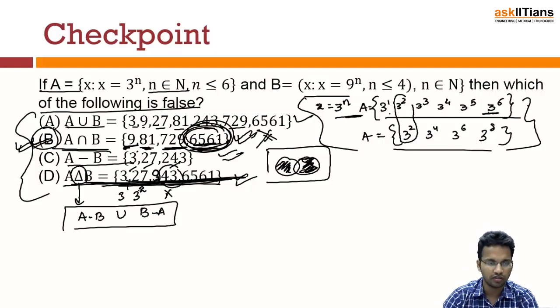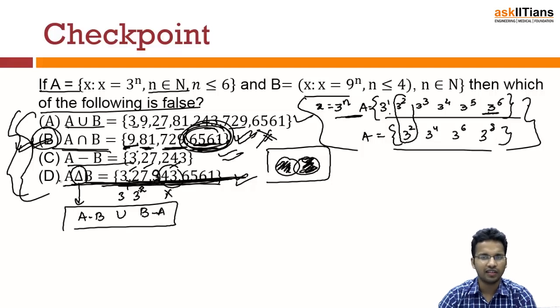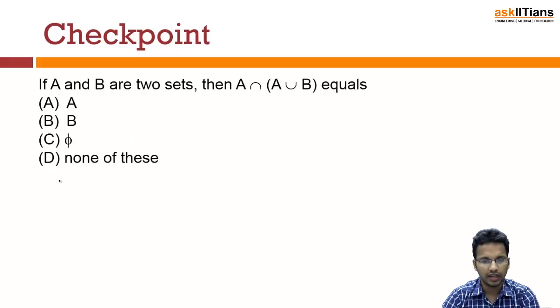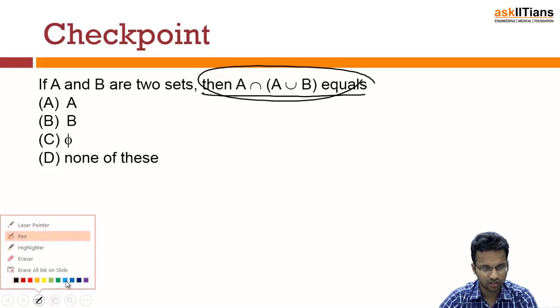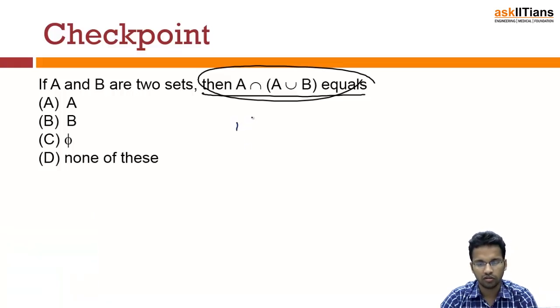Moving on to the next question. Now this was an easy question. Just a bit of calculations, you people can check yourself. Not a very difficult task. If A and B are two sets, then this will be equal to, okay, let me change the color since black is already exhausted. So blue will be, yeah, this is good.